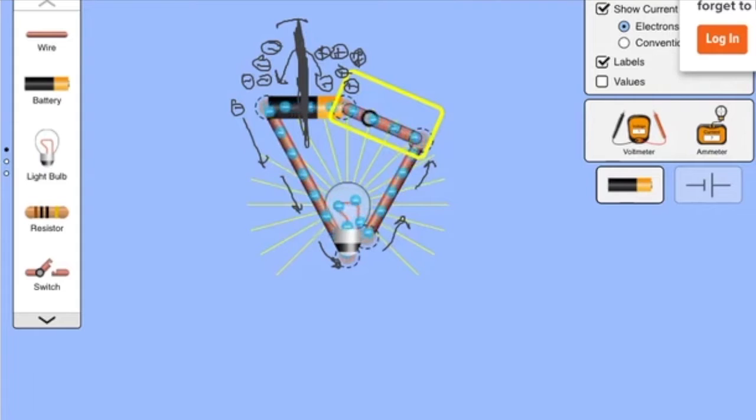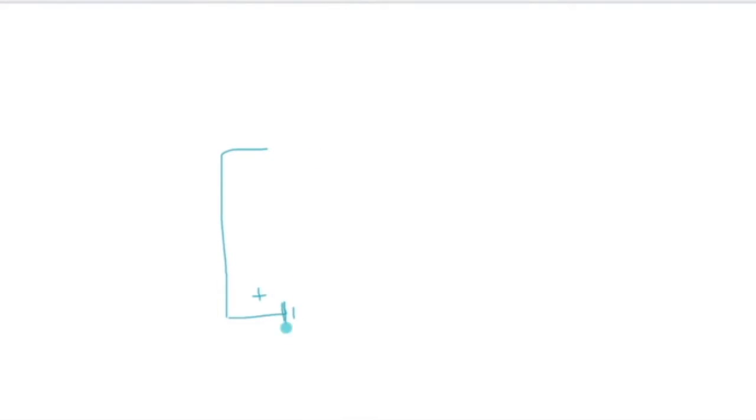So that's how this circuit works. There are two types of circuits. The first one I'm going to show you works like one continuous loop, like this. Now, right here, we have the light bulb, and we have the battery right here. This type of circuit is called a series circuit.